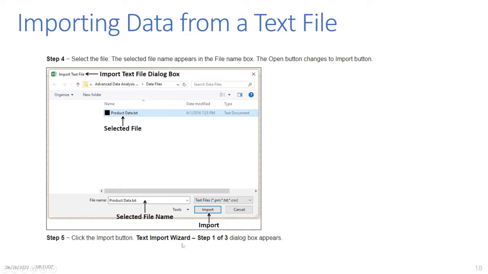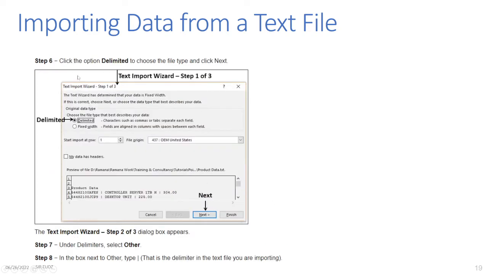The Text Import Wizard Step 1 of 3 dialog box appears. It will be shown on the next page. So we have here step 1 of 3. Click the option Delimited to choose the file type and click Next. The Text Import Wizard Step 2 of 3 dialog box appears.